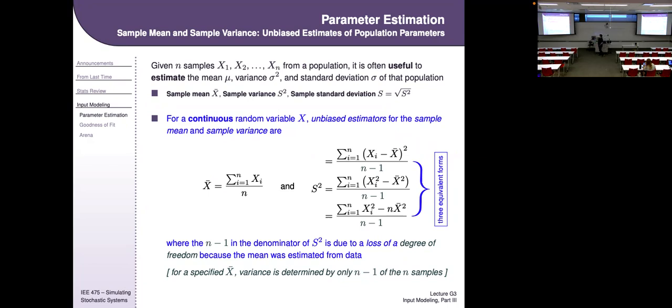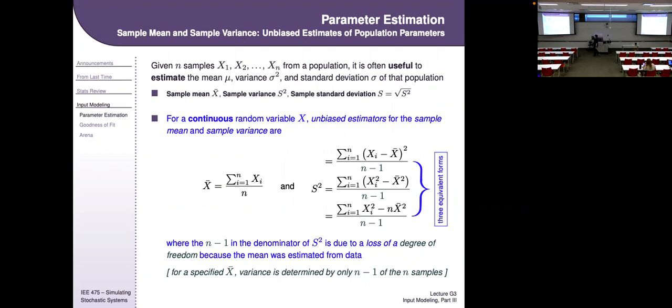Now I use n-1 here because I don't use the actual population mean, I use an estimate of the population mean. In other words, I don't actually have n numbers up here. I effectively have n-1 numbers in the numerator, because once I know the mean, I only really have n-1 degrees of freedom left over.